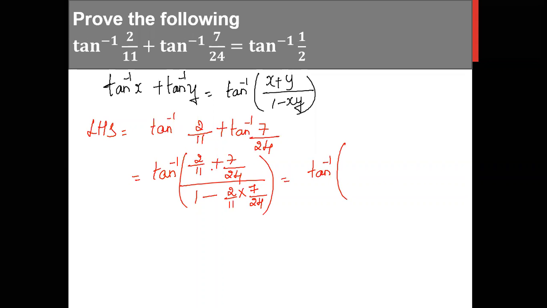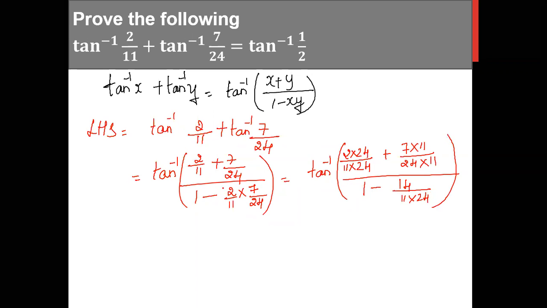To solve fractions we take the LCM, but if you don't understand that, multiply the opposite denominator with each fraction. So here, the first fraction is multiplied by the denominator of the second. So it is 2 into 24 divided by 11 into 24, plus 7 into 11 divided by 24 into 11, whole divided by 1 minus 14 divided by 11 into 24. I'll keep this as it is because it is such a big number and somehow it will get cancelled.